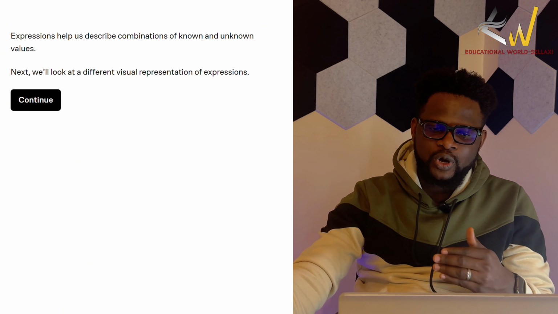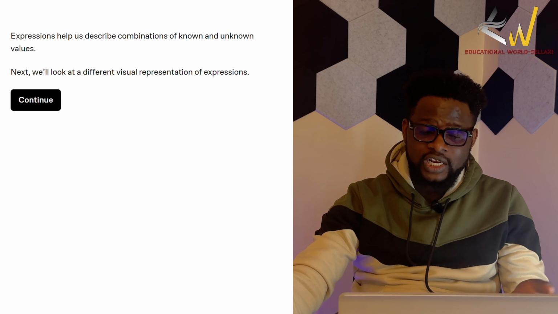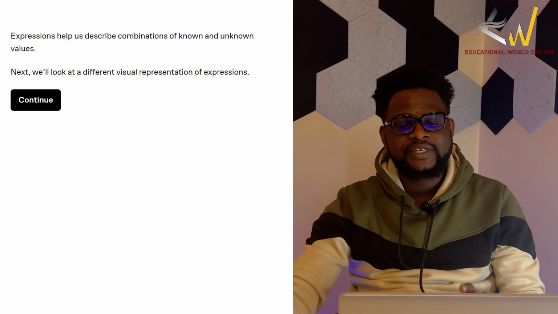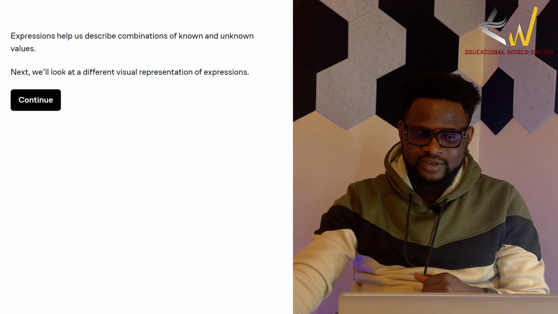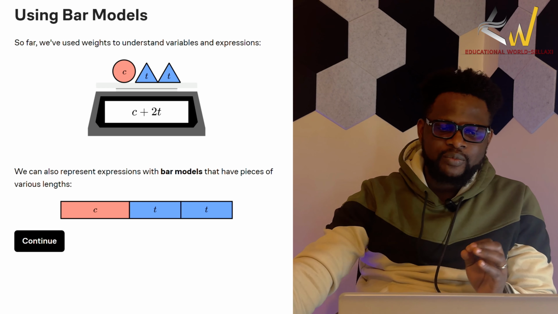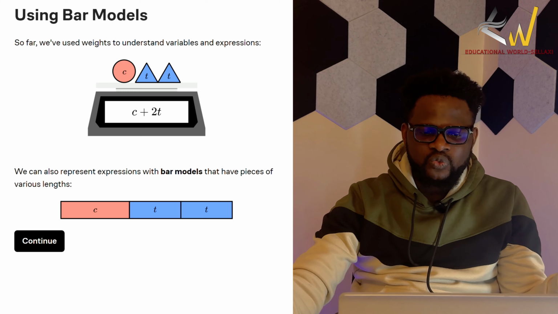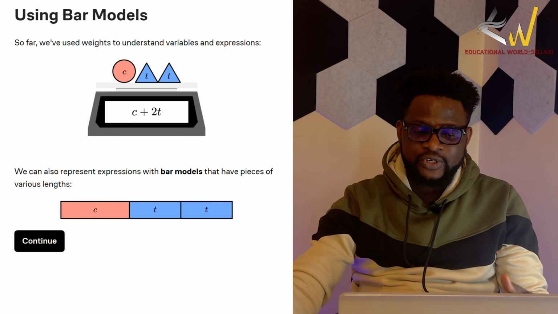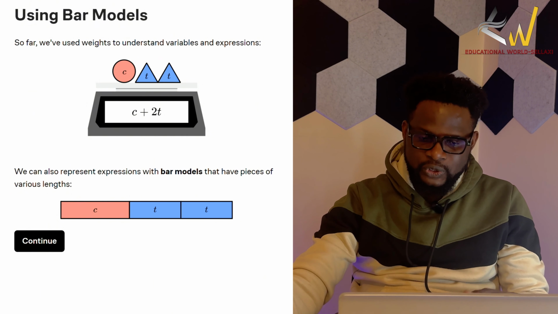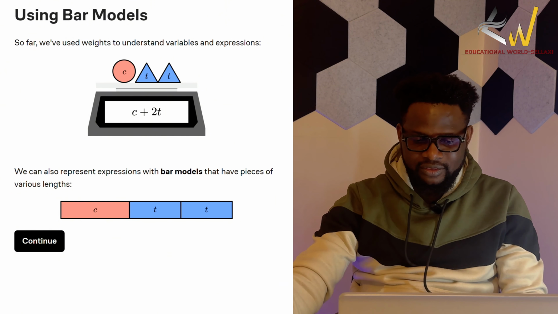Expressions help us to describe combinations of known and unknown values. So next we'll be looking at a different visual representation of expressions. Let's continue with the lesson. So I'm going to use bar models in this case now. So far we've used weights to understand variables and expressions. We can also represent expressions with bar models that have pieces of various lengths.